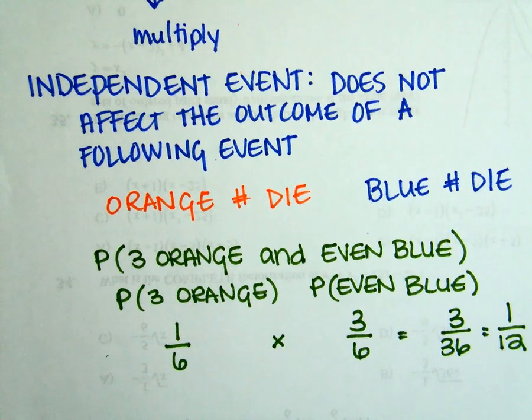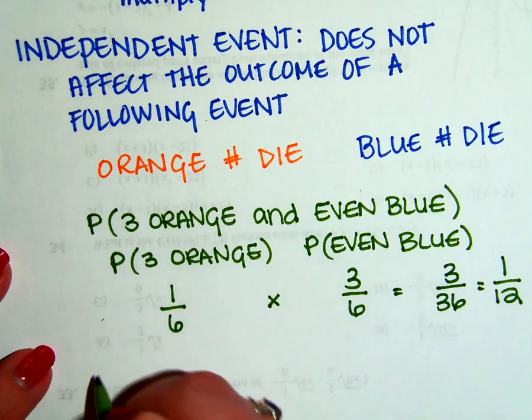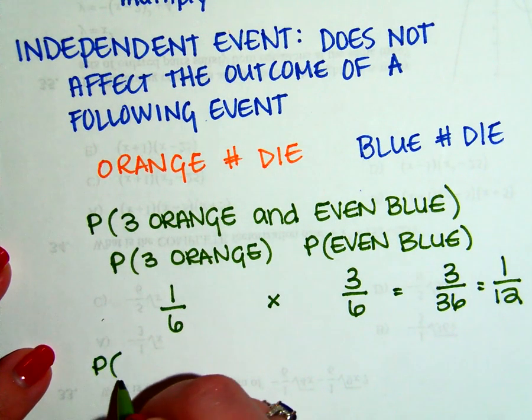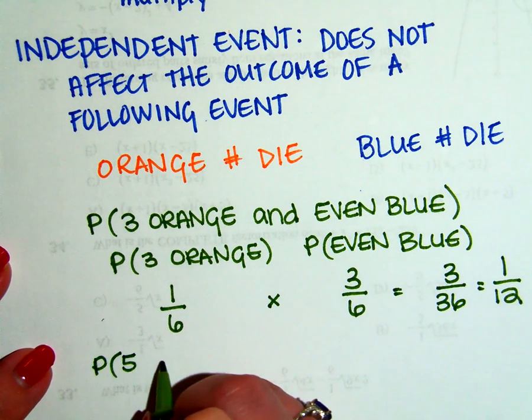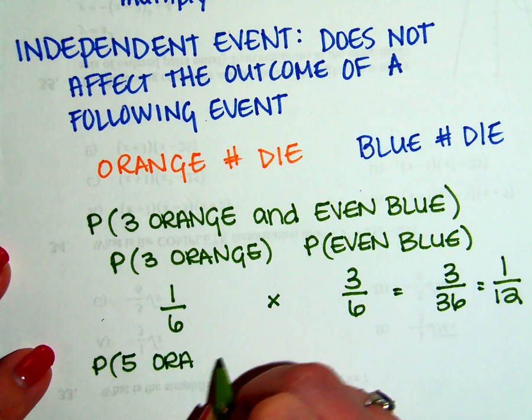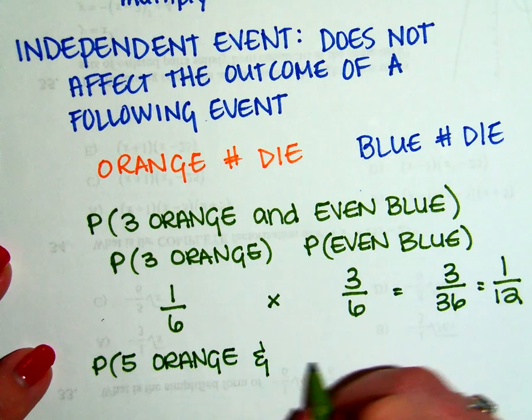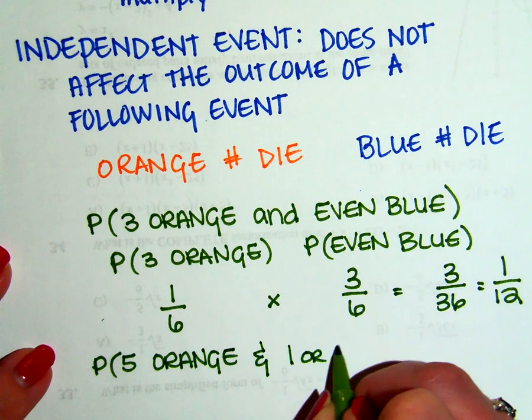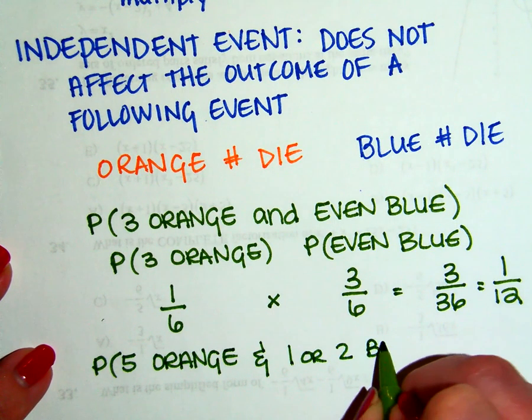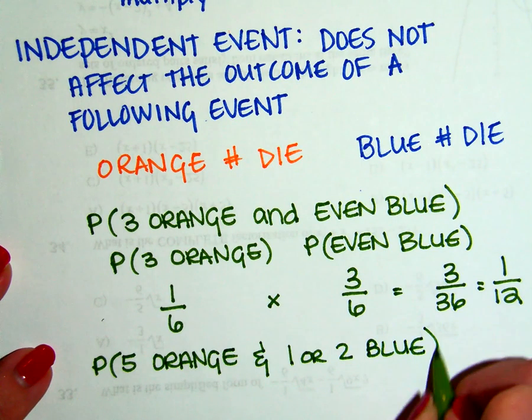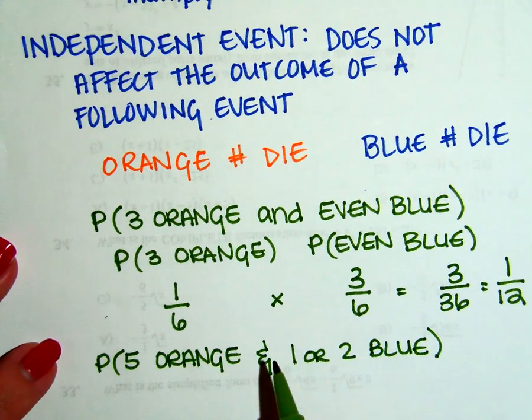So I would like you to try to find the probability of rolling a 5 on an orange die and a 1 or a 2 on the blue die. So what is the probability of getting 5 and a 1 or a 2 on the blue?